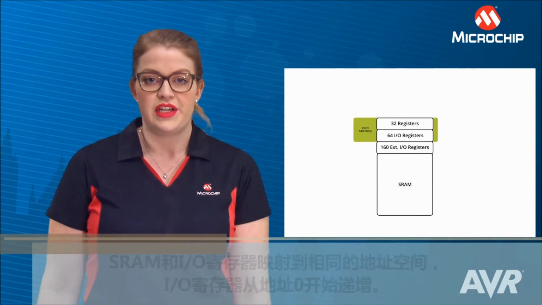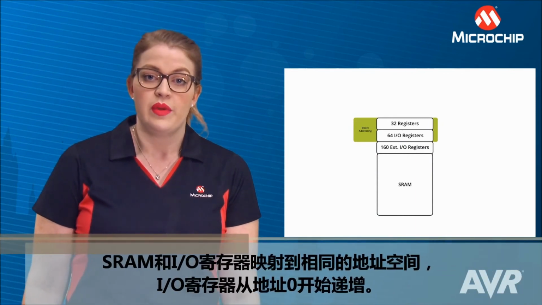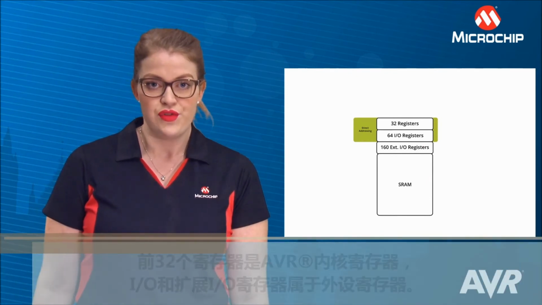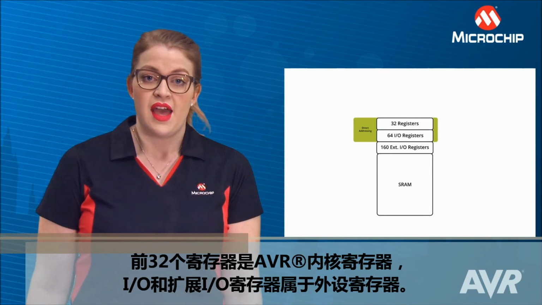The SRAM and I/O registers are mapped in the same address space, with the I/O registers placed at address 0 and upwards. The first 32 registers are the AVR Core Registers, and the I/O and extended I/O registers belong to the peripherals.